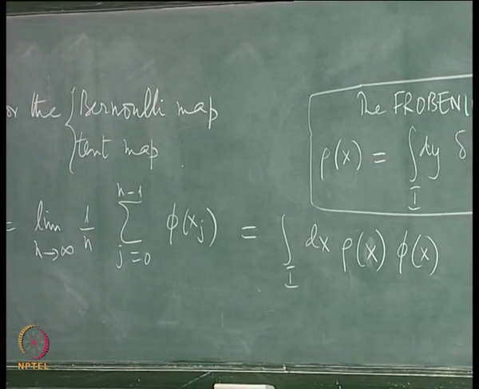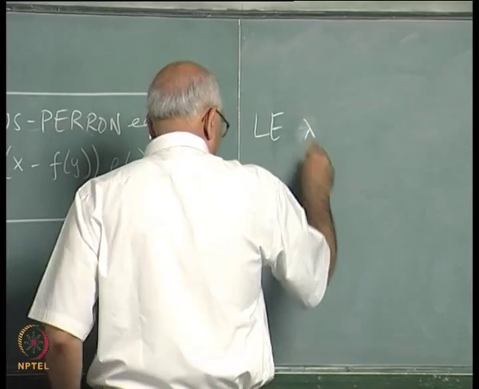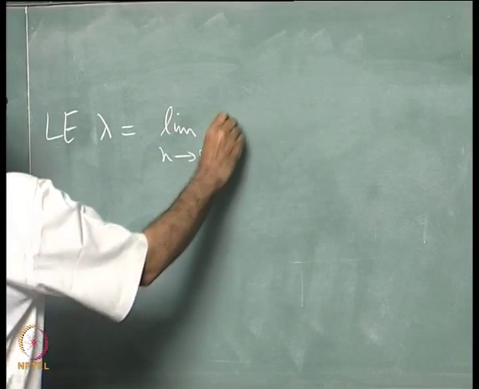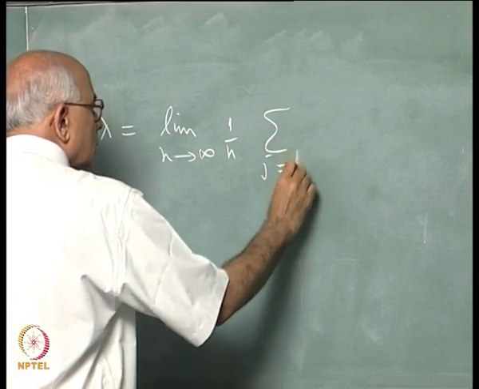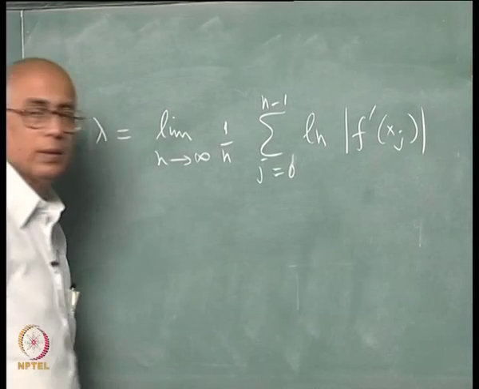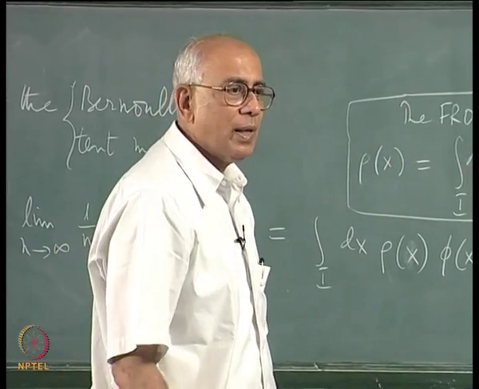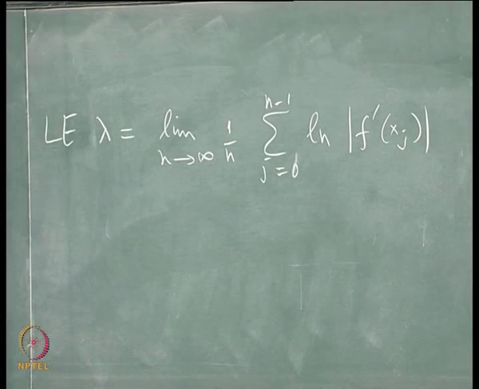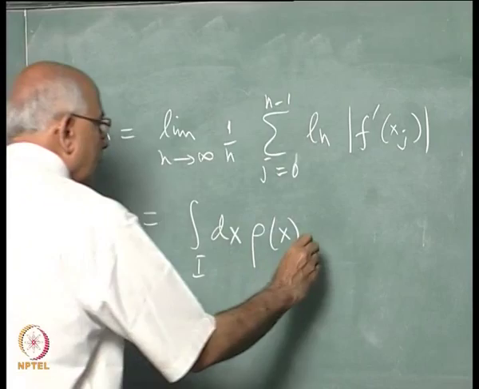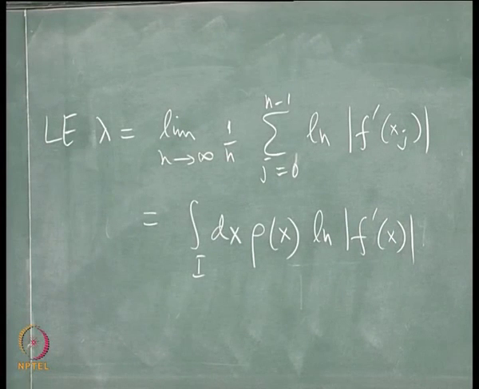Now what was our definition of the Lyapunov exponent? Remember, the Lyapunov exponent lambda was defined in these cases as limit n tending to infinity 1 over n, a summation from j equal to 0 to n minus 1, the log of the modulus of f prime of xj. So instead of iterating the map and finding the slope at all the iterates and taking the modulus and then the log and summing over the whole thing, you can now, by ergodicity, write this as an integral over the interval dx, invariant density rho of x, times log of the local stretch factor, which is log of mod f prime of x. So you give me the map and I compute this number for you.